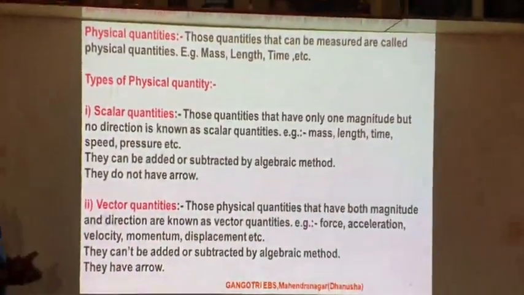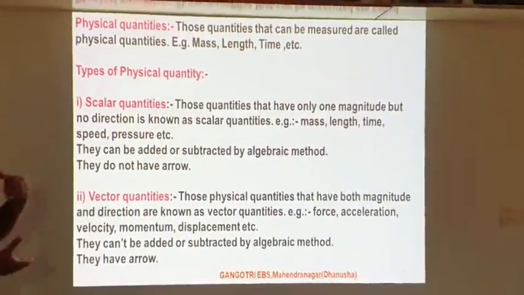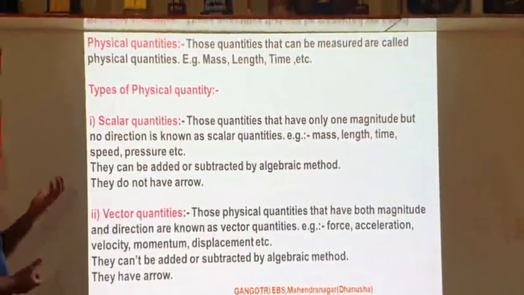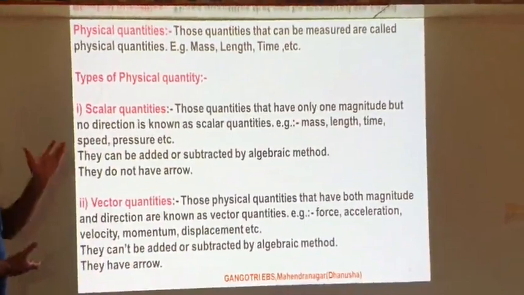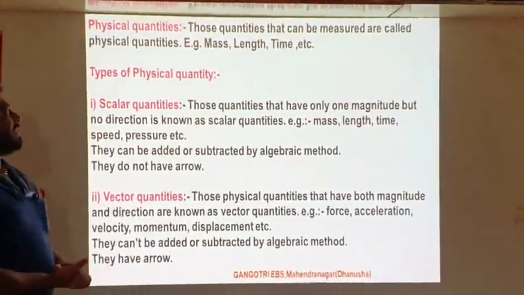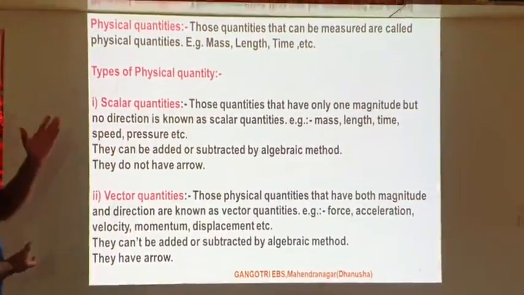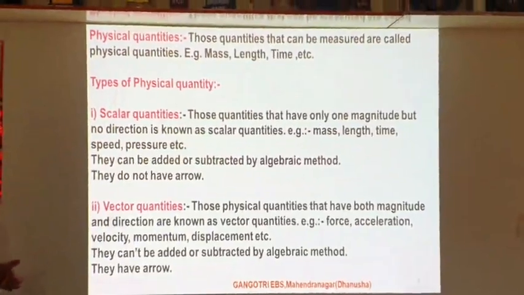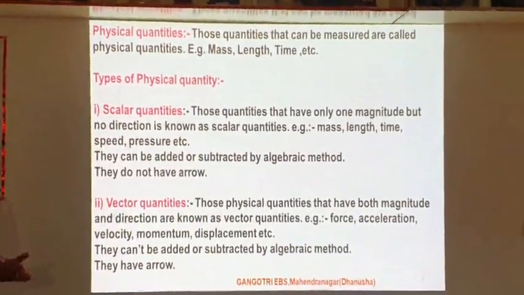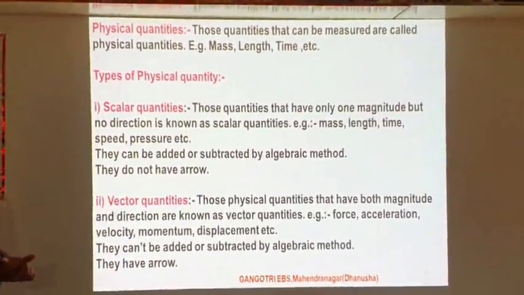In physical quantities, first of all you have to understand, as in the measurement chapter also, what we mean by physical quantity: that which we can measure is called a physical quantity. Examples are mass, length, time, etc. And there are two types of physical quantity: one is scalar quantities and the other is vector quantities.